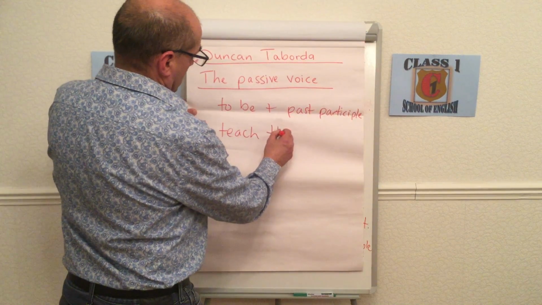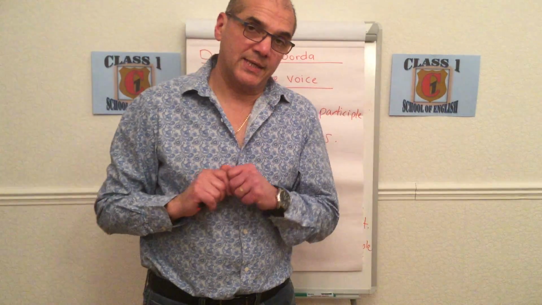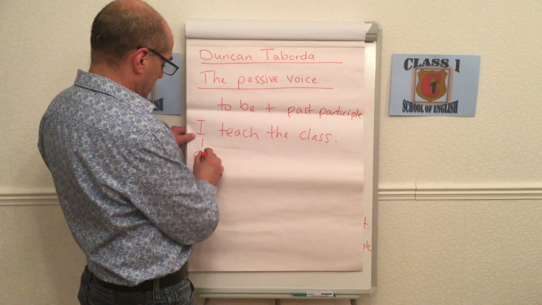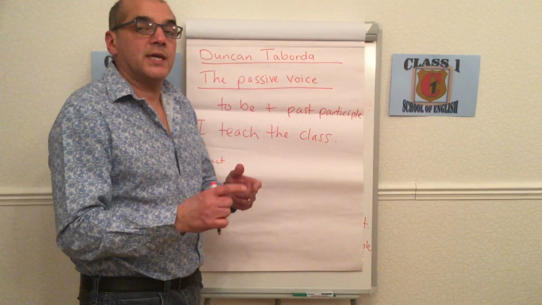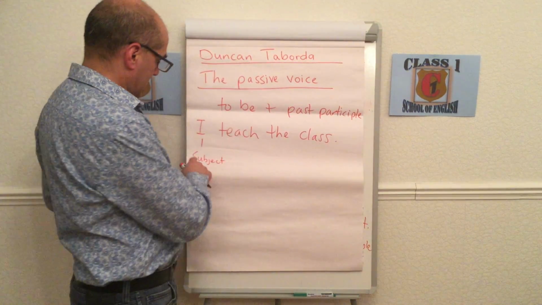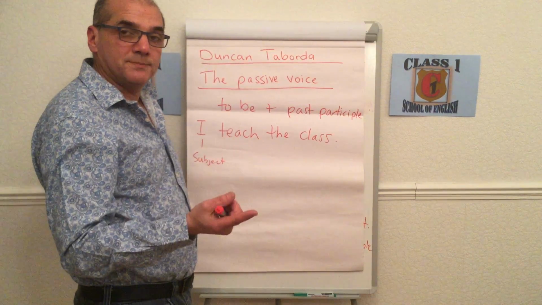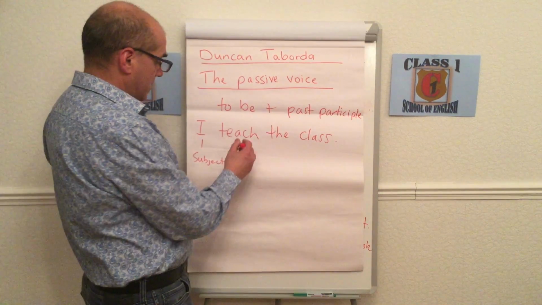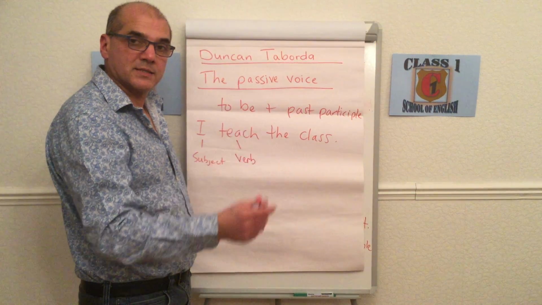I teach the class. So this sentence is now made up of a subject, which is I. The subject of a sentence is the person or the thing who is doing the action in the sentence. In this case, I am doing the action, so I am the subject. The action, or the verb, is to teach. That's what I'm doing. So this becomes the verb, and it's the action in the sentence.